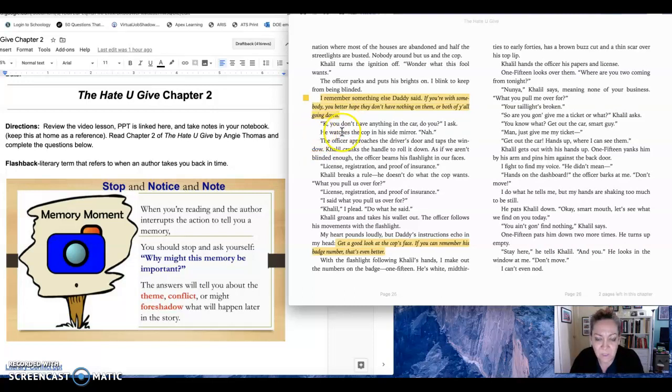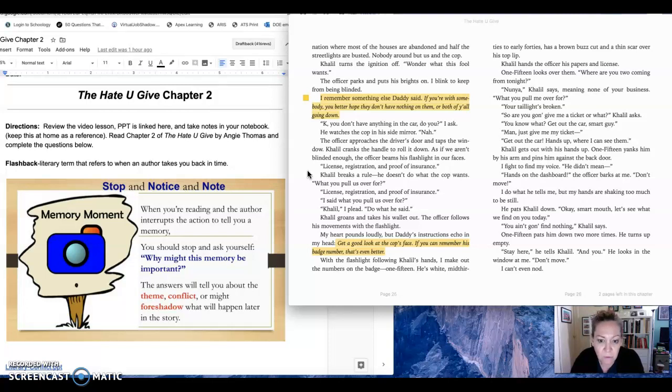I ask. He watches the cop in his side mirror. Nah. The officer approaches the driver's door and taps the window. Khalil cranks the handle to roll it down. As if we aren't blinded enough, the officer beams his flashlight in our faces. License, registration, and proof of insurance. Khalil breaks a rule. He doesn't do what the cop wants.